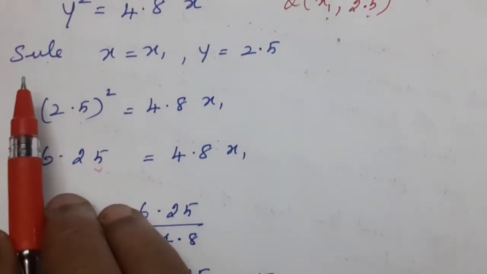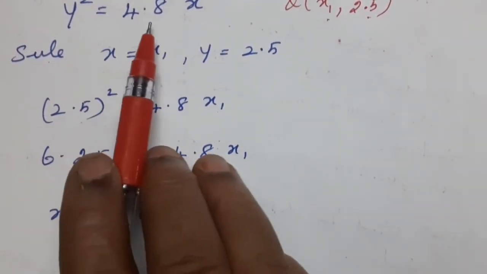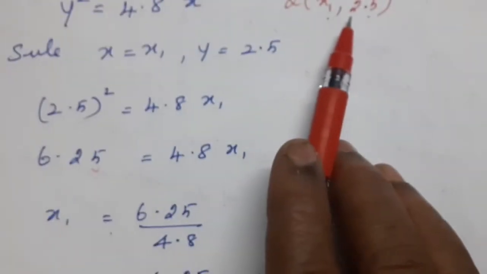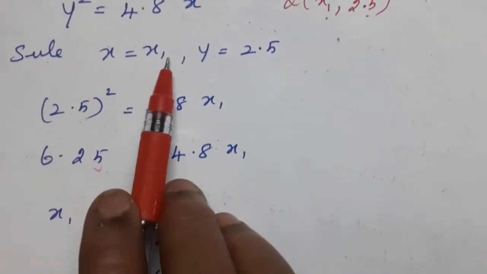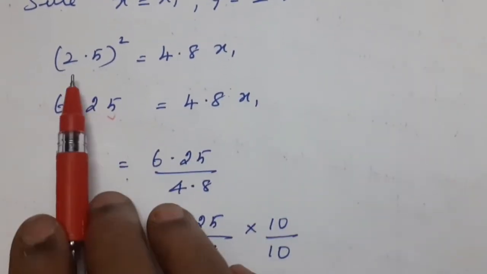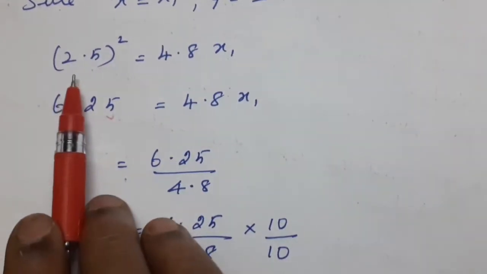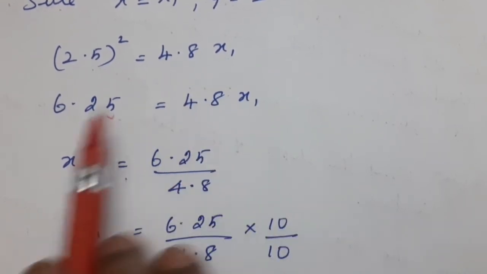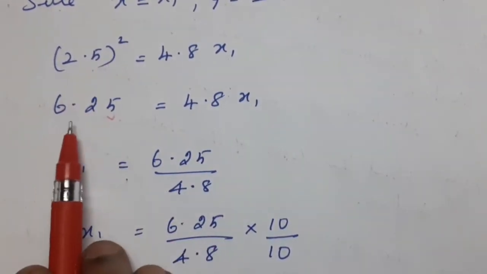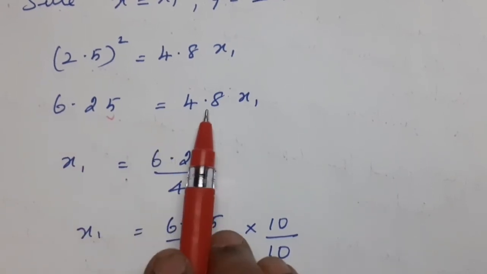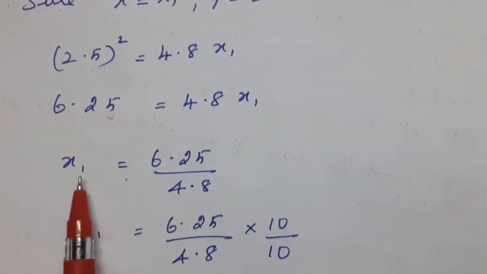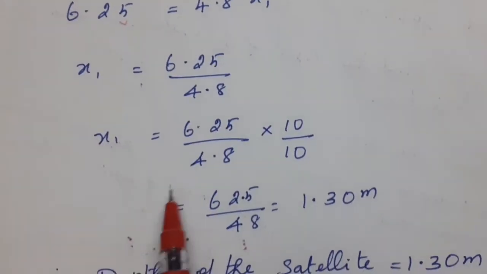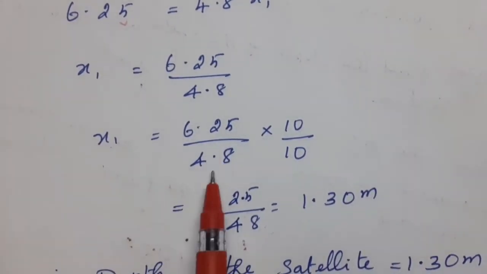Now the equation of the parabola is y square equal to 4.8x. What is the Q point? The point Q lies on the parabola, x1 comma 2.5. Substitute x equal to x1, y equal to 2.5. Then (2.5) whole square equal to 4.8 into x1. Now 2.5 whole square is 6.25 equal to 4.8 into x1. So x1 equal to 6.25 by 4.8.